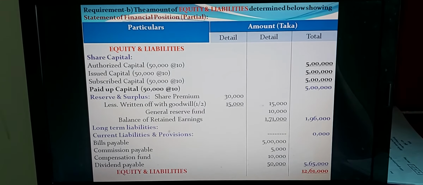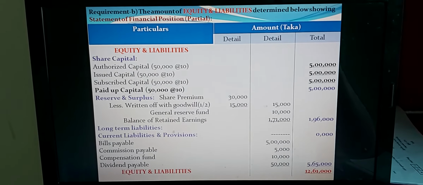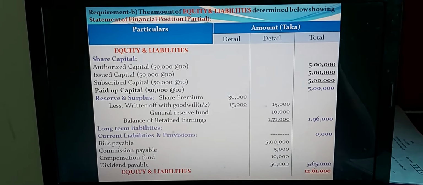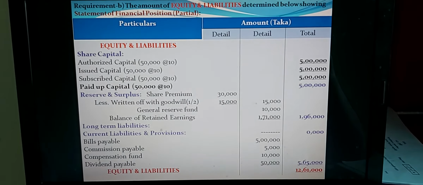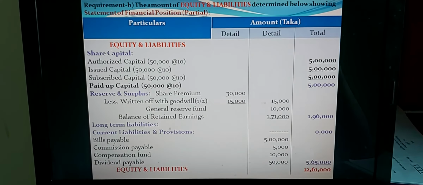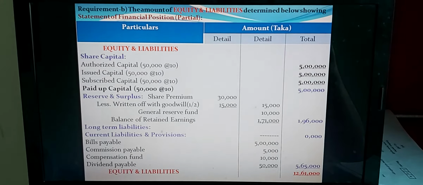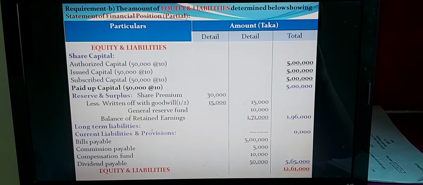Now you can total it. Total amount of equity and liabilities: paid up capital taka 5 lakh, reserve and surplus taka 1,96,000, long term liabilities none, current liabilities and other provision taka 5,65,000. Total amount of equity and liabilities is taka 12,61,000.